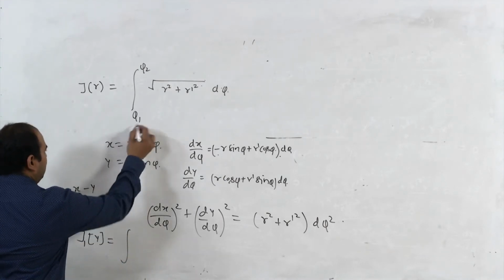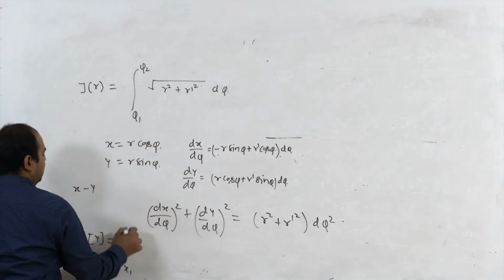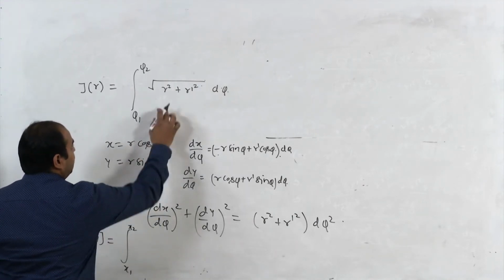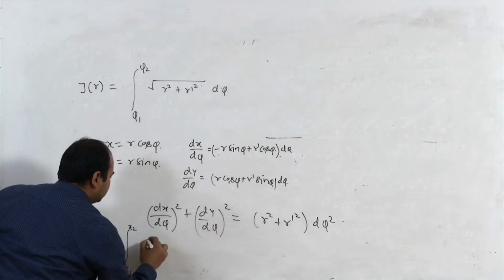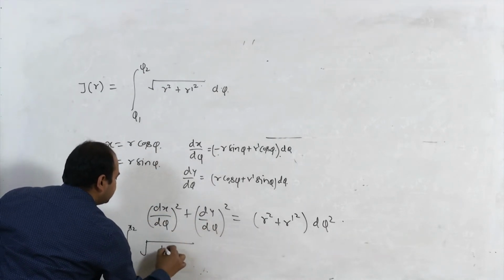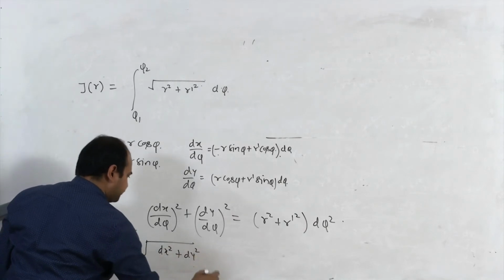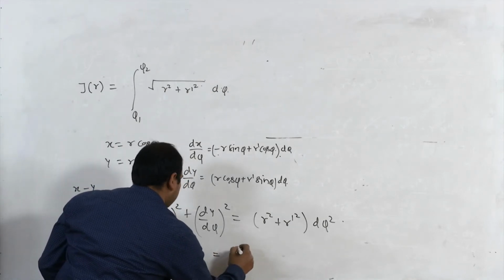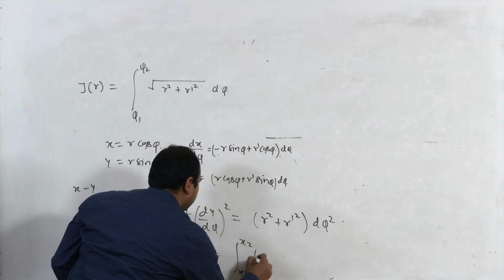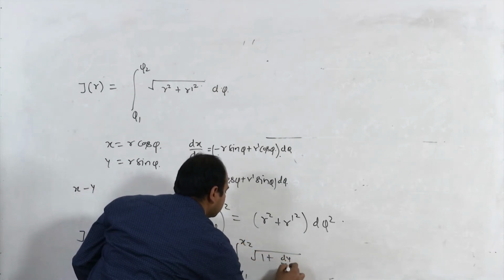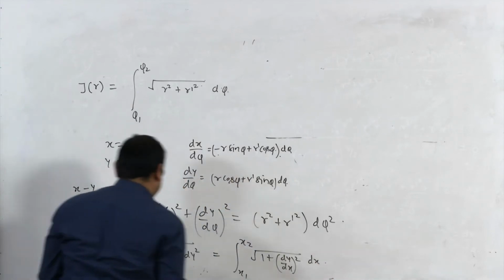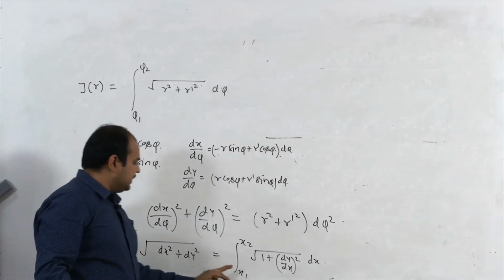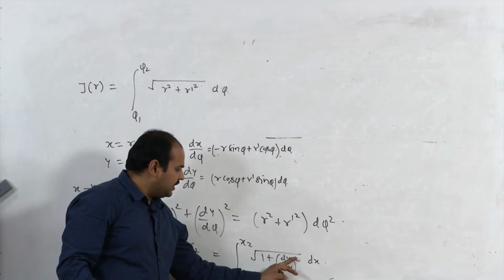So it means that in the new coordinate system, that is xy coordinate system, we have J1y equal to the integral, let us say phi 1 corresponds to x1 and phi 2 corresponds to x2, and this under root r square plus r dash square is given by under root dx square plus dy square, and so this can be written as the integral from x1 to x2 of under root 1 plus dy by dx whole square d of x.